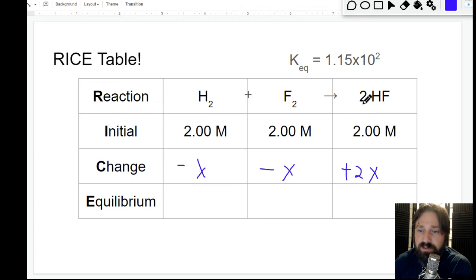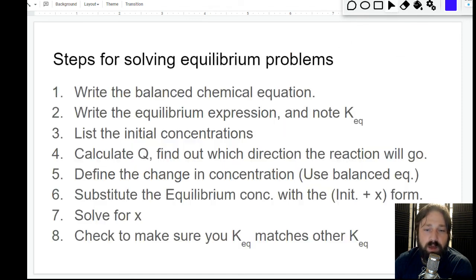It's always going to be X. Coefficients come down. And if it's a product, it's positive. If it's a reactant, it's negative. So, write out your change. And your equilibrium concentrations, you can find with your initial plus the change. So in this case, it's going to be 2 minus X, 2 minus X, 2 plus 2X. Okay. Now you can input these into your equilibrium expression. Set it equal to your K. Solve for X. This is where it's going to be a little free form.